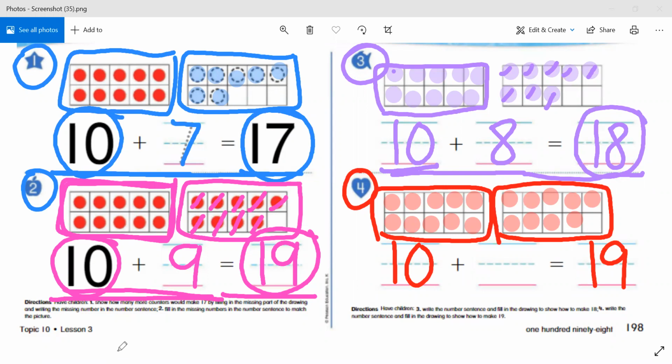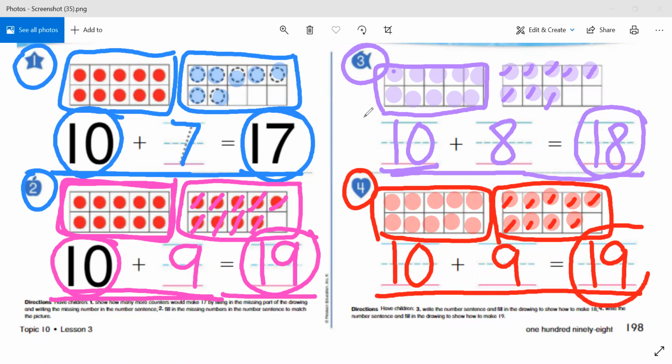So we filled up to make 19. How many did we put in there? We can count it. 1, 2, 3, 4, 5, 6, 7, 8, 9. 9 ones. 10 plus 9 equals 19. So 19 is what? The sum. The total.